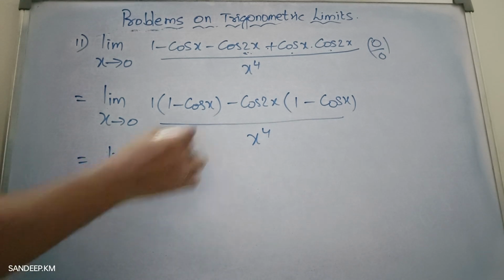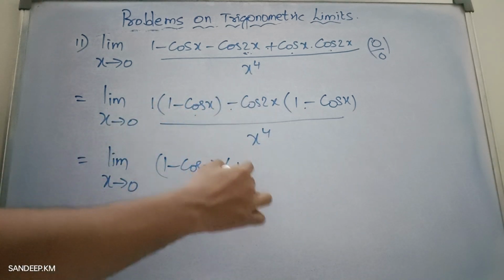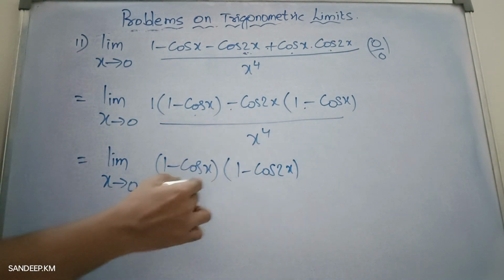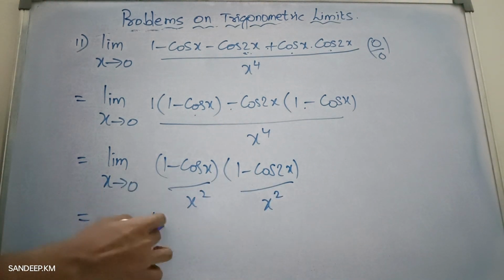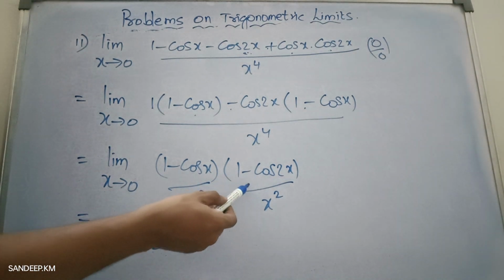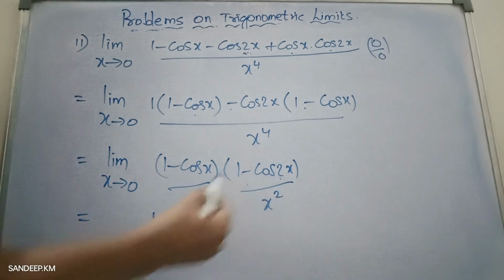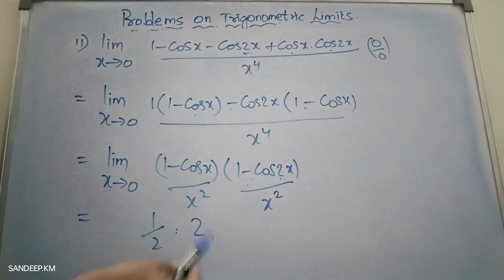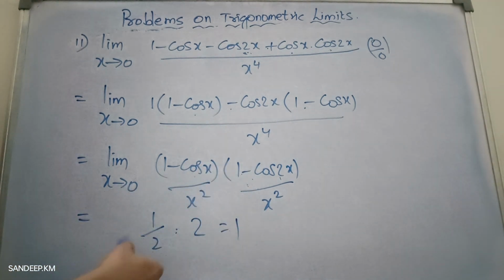In 2 steps you will get the answer. Limit x approaches 0. Here and here we can take 1 minus cos x common, into 1 minus cos 2x. And the denominator is x power 4. Separate it: x square, x square. Look, this one came again. I told you to remember this, 1 by 2. And this value also, in the previous video we told you to remember 1 minus cos 2x by x square, its value will be 2. I told you to remember these two values directly when x approaches 0. This is 1 by 2 and this is 2, and the answer is 1. If you remember their values, we can complete the solution as quickly as possible. We will go with the next question.